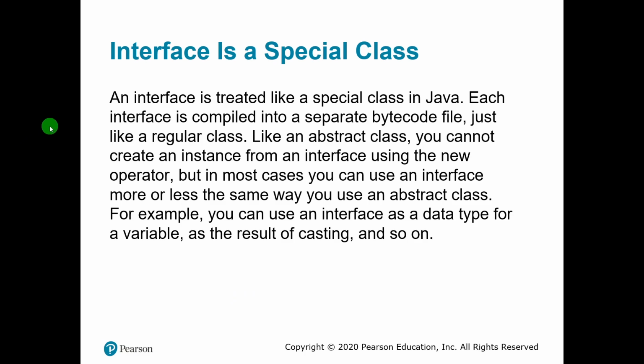An interface is treated like a special class in Java. Each of them is compiled into a separate bytecode file, just like a regular class would be. Like an abstract class, we can't create an instance of an interface, so we can't say new IPhone, because remember, you can't actually make an object from the IPhone interface. But in most cases, you can use an interface more or less the same way that you use an abstract class. For example, we can use it as a data type for a variable. We used it as a data type to create a list in the last video. You can also use it for casting and so on. So you can't create an object from it, but you can still use its data type.